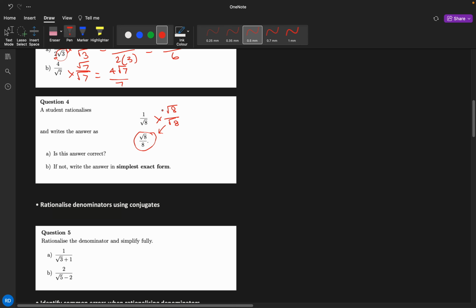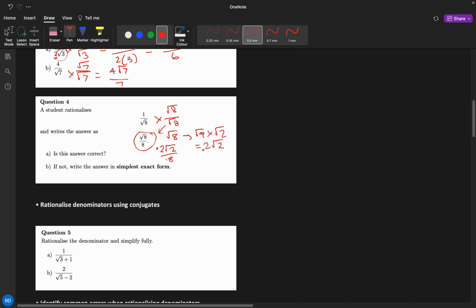But from previous lessons, you should be able to recognize that root 8 can actually be simplified into root 4 times root 2, because 2 times 4 equals 8. And then the square root of 4 is 2, so it equals 2 root 2. So it should actually be 2 root 2 on 8, and we can simplify this even further because of the 2 and the 8 here.